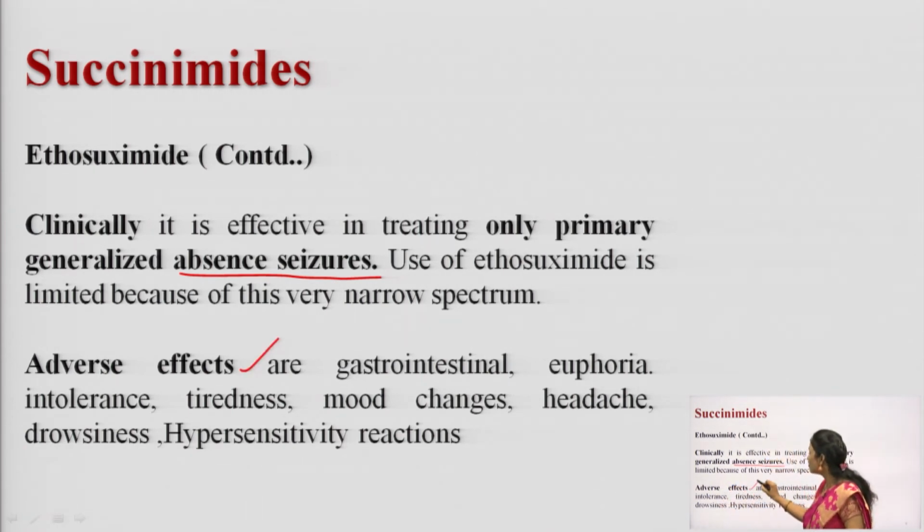So, what are the major adverse drug reactions of these drugs? The major adverse drug reactions are euphoria, intolerance, tiredness, changes in mood, headache, and hypersensitivity reactions. What are the hypersensitivity reactions? Allergic reactions, urticaria, angioedema, rashes, all these are hypersensitivity reactions. By taking ethosuximide, you can see adverse drug reactions like vomiting, headache, mood changes, hypersensitivity reactions, drowsiness, and intolerance effects. All these are things we can observe with ethosuximide.